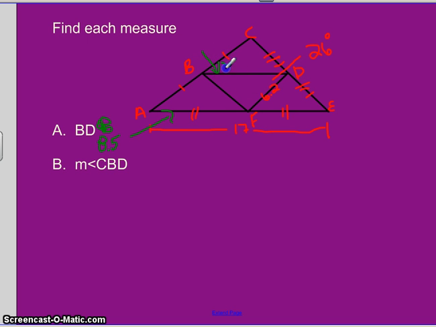And then let's see, we're supposed to find the measure of angle CBD. So this one right here. So looks like I've got 26 right here. We've got some parallel lines. We see that.